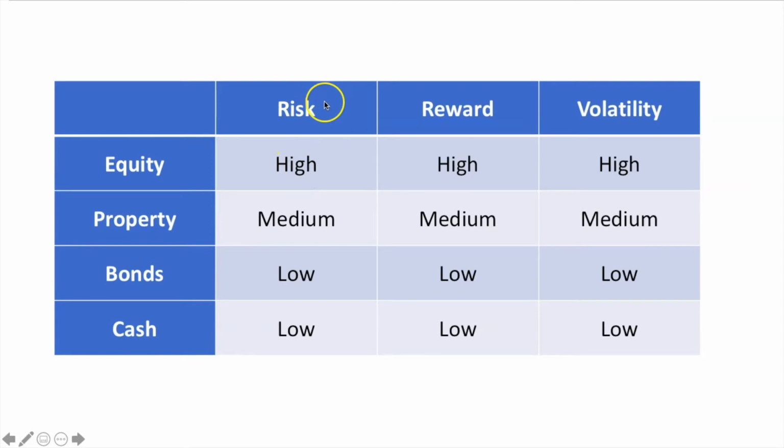With that being said, because the risk is high, the possibility of reward is also high here. And we also experience high levels of volatility, a lot of ups and downs in an equity investment. Then we have property, medium risk, medium reward, and medium volatility as well. And the bottom 2 asset classes, both are low risk, low reward, low volatility. Both give you consistent low returns with a very minimum risk. So those are the 4 traditional asset classes.